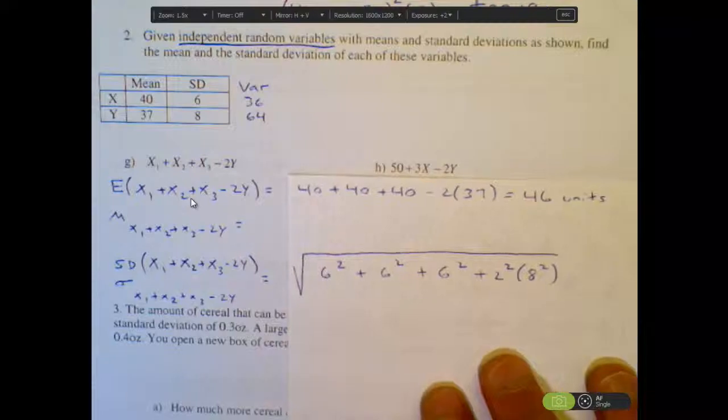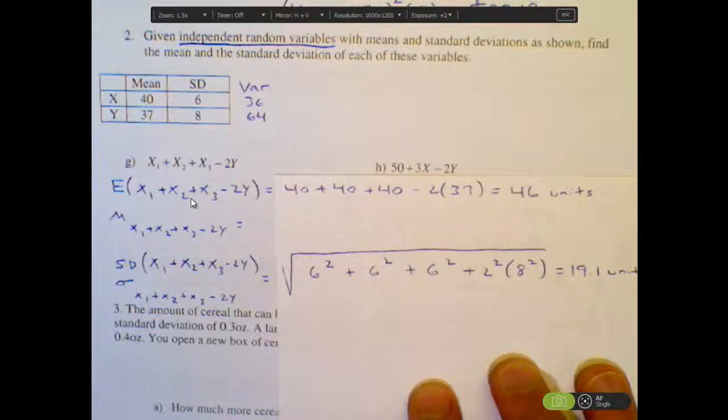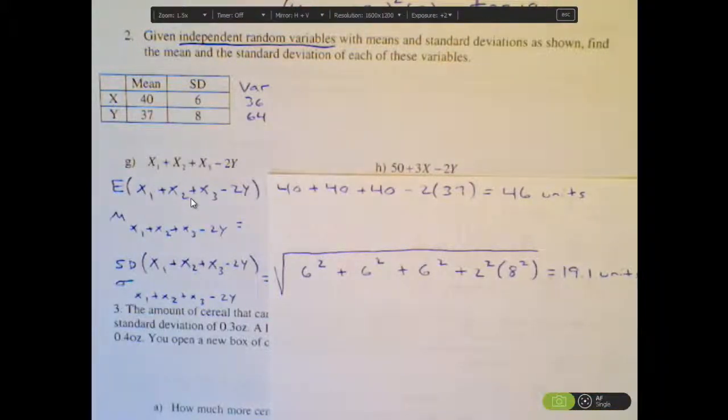Okay, so that's going to be my calculation for the standard deviation. When I calculate that out, I'm going to get 19.1 units. I've rounded that a little bit, but 19.1 units. So that's how I calculate the mean and the standard deviation for part G. Let's take a look at part H.